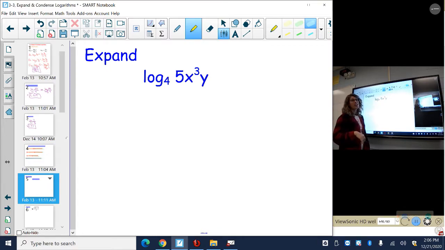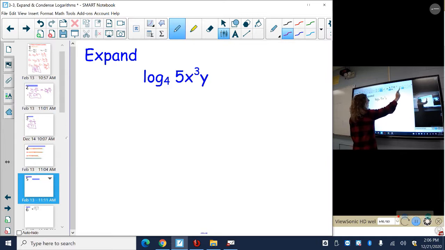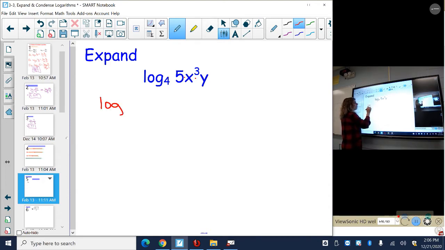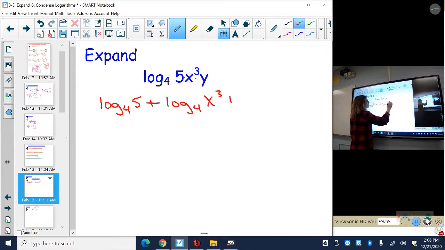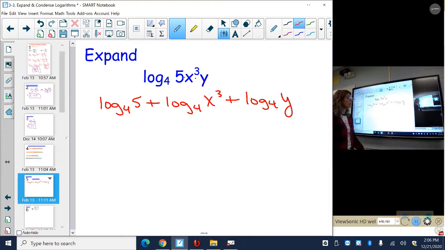So here we go. Let's expand, okay? So you need to see how all of these are attached. Every one of these are attached by multiplication. So multiplication in log world means addition. So this is going to be log base 4 of 5 plus log base 4 of x cubed plus log base 4 of y. Okay? So now I had 3 logarithms attached by multiplication. I wrote them as 3 separate logarithms.